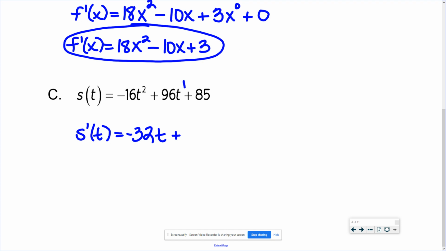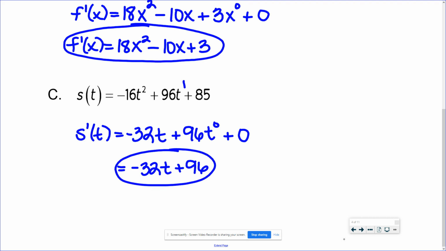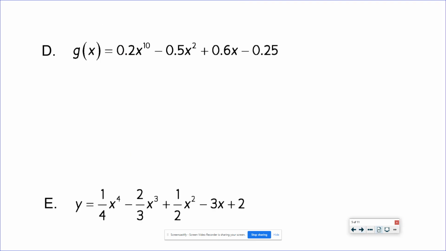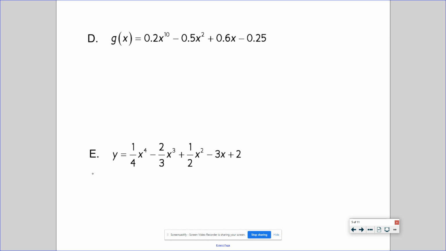Okay, and then your middle term, you're going to do 1 times 96, which is 96. And it would be t to the 0 power, because you subtract 1 from the power. And then the derivative of 85, because that's a constant, the derivative is 0. So we're going to clean it up and call it negative 32t plus 96. Kind of easy, right?